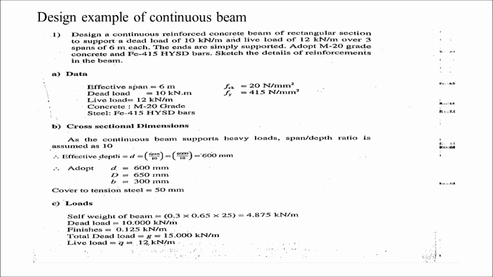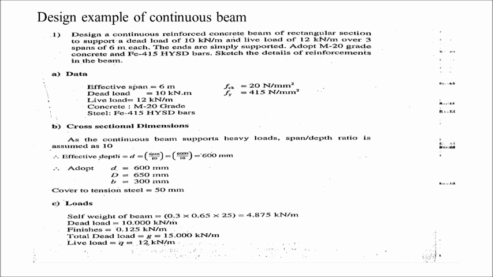Design example of a continuous beam. We take one problem: design a continuous reinforced concrete beam of rectangular section to support a dead load of 10 kilonewtons per meter and live load of 12 kilonewtons per meter over 3 spans of 6 meters each. The ends are simply supported. Adopt M20 grade concrete and Fe 415 high yield strength bars. First we take the data. Effective span is 6 meters, dead load 10 kilonewton per meter, live load 12 kilonewton per meter, concrete M20 grade and steel Fe 415 high yield strength bars.